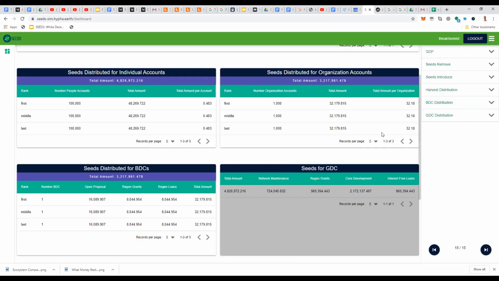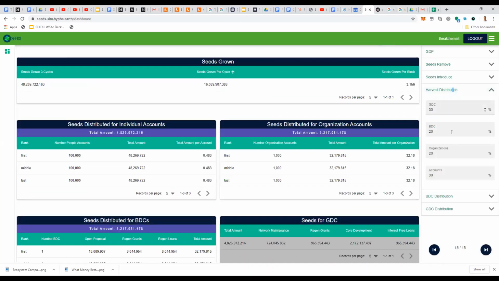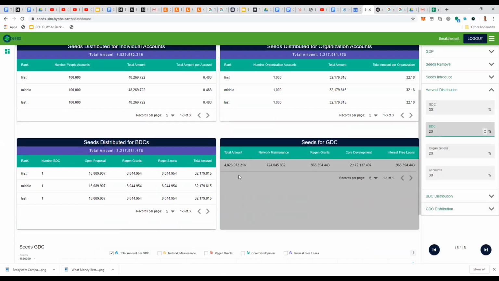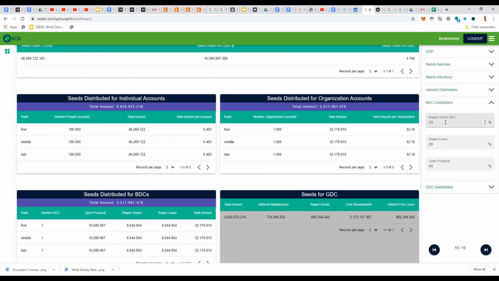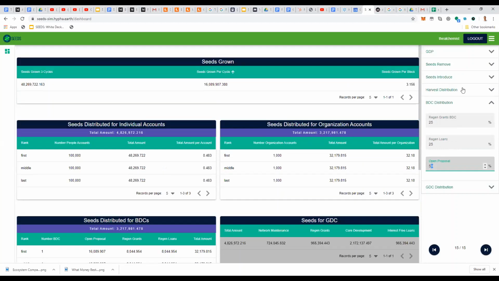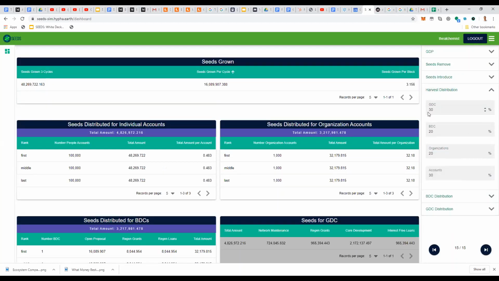Cool, so then the second aspect of that distribution is going into the bioregional decentralized cooperatives. So the same concept as the global one, but now for the bioregions. The three things that we have separated into buckets are regenerative grants, 25%, regenerative loans, and open proposals. But what we get to see here now is that, in the main distribution, we're saying 30 is going to the core one and 20 is going to all the bioregions. But what this model is going to be able to tell us is, is that enough for bioregions?